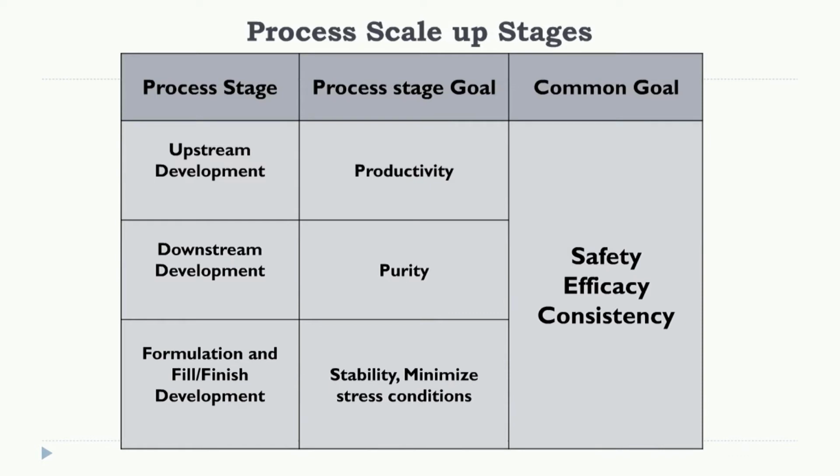If we talk about process scale-up stages, they are basically upstream development, where we check the productivity of the product. Downstream process, where we remove the impurities and check the purity. Formulation, and fill and finish development. We check the stability and the storage condition, minimize the stress condition. Common goal of any scale-up is the safety, efficacy, and consistency of the product.